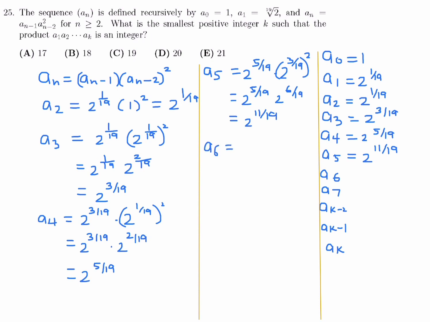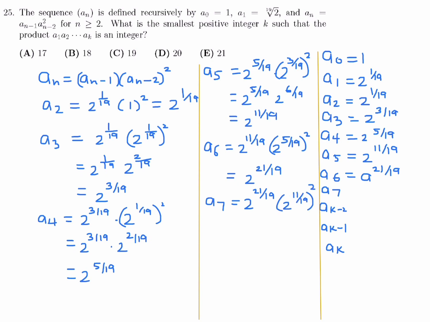A6, again, same story. 2 to the 11 over 19 times 2 to the 5 over 19 squared. And that is going to be 2 to the 21 over 19. Just save some steps there since you kind of get the idea by now. And we'll do one more. So this is going to be 2 to the 21 over 19, and then 2 to the 11 over 19 all squared. And when you do that math, you get 2 to the 43 over 19.